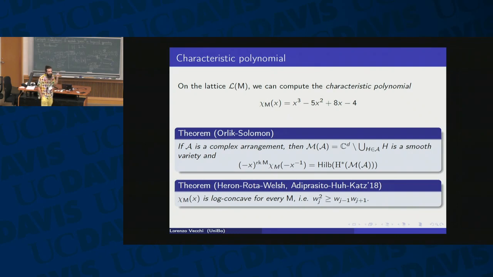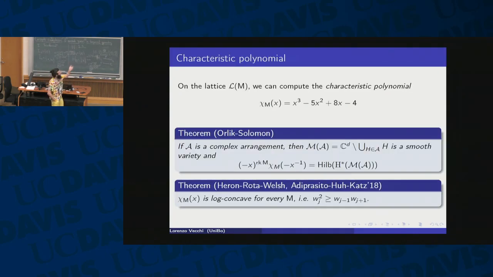The most famous one in these years is log concavity, which was first conjectured by Heron, Rota, and Welsh, and is now a theorem by Adiprasito, Huh, and Katz. Log concavity means that the coefficients satisfy this inequality: the square of a coefficient is greater than the one before times the one after. So in this example, 25 is greater than 8, and 64 is greater than 20. And so, proof by example, log concavity holds.